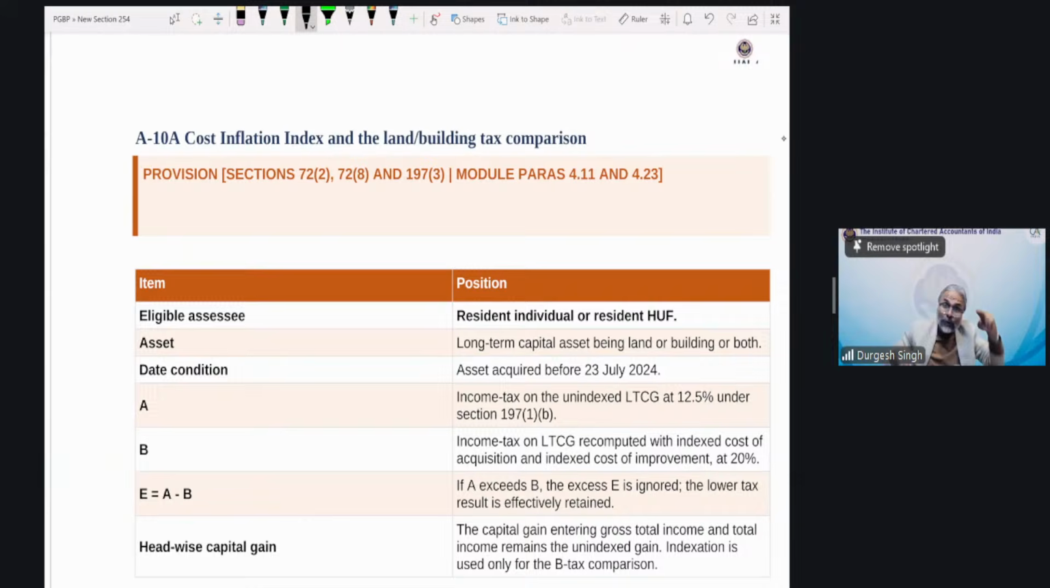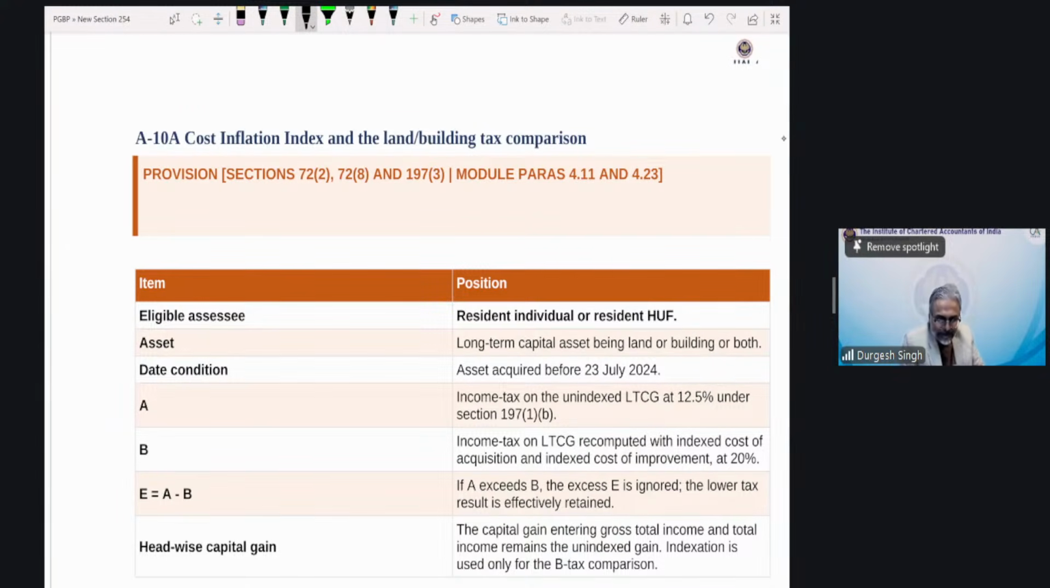At that time, when you do your computation, yes, you will say that I will have that particular option. That is possible, but not in the case of an acquisition that you make now, post your qualification. At that point of time, you will not have this option. So the option is available only for those assets which are acquired before 23rd July 2024: income tax on the unindexed LTCG.